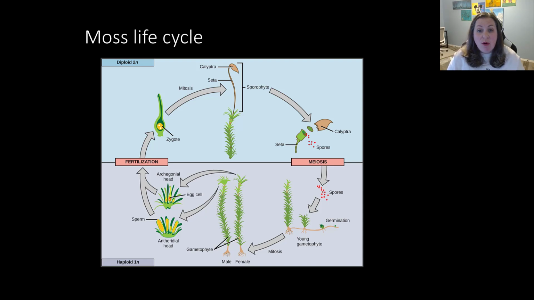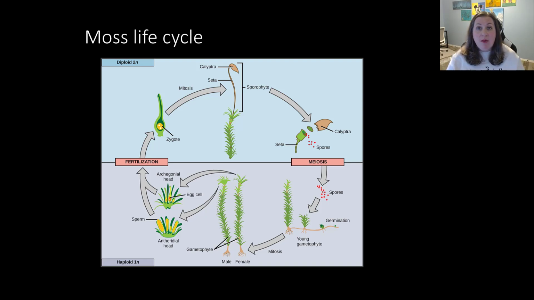Okay, those spores then are going to get released. You can see them as the little red dots. Those red dots then are going to be able to be dispersed by the wind. When they land on the ground, they now are haploid in their generation. This is the gametophyte, and they start to grow. They grow through mitosis, and now they do have separate sexes. Some of them are male and some of them are considered female.